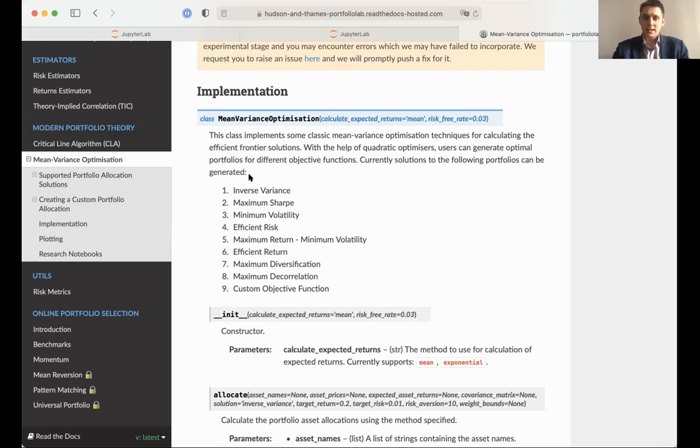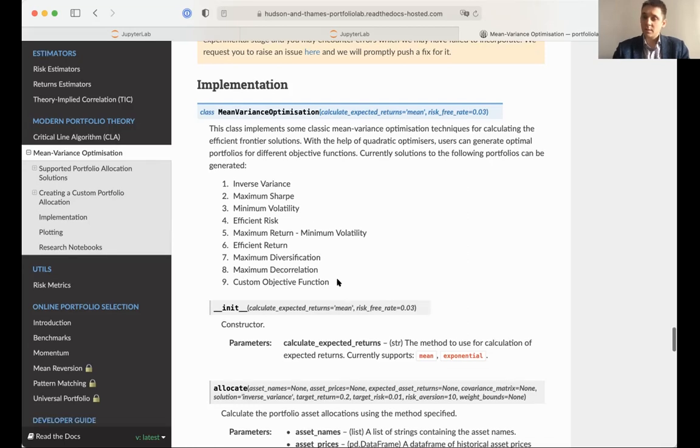So as we can see here, the class implements some classic mean variance optimization, and currently solutions to the following portfolios can be generated. These are all the solutions we have previously discussed in our lecture series, such as inverse variance, maximum Sharpe, minimum volatility, efficient risk, maximum return minus minimum volatility, efficient return, maximum diversification, maximum decorrelation, or custom objective function. So how do we apply this function?